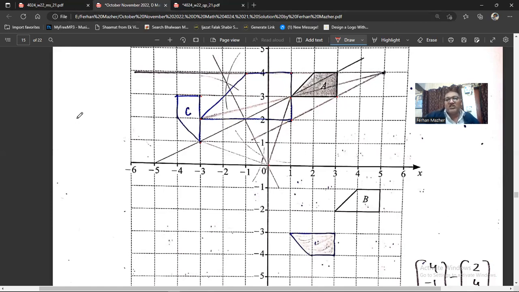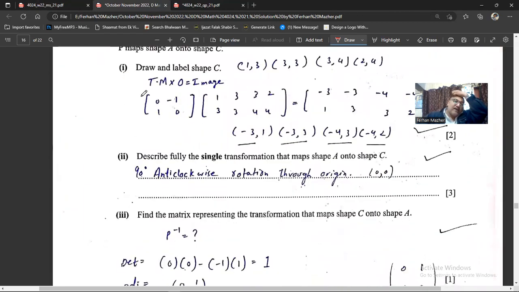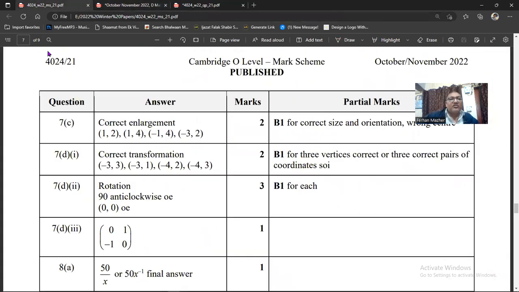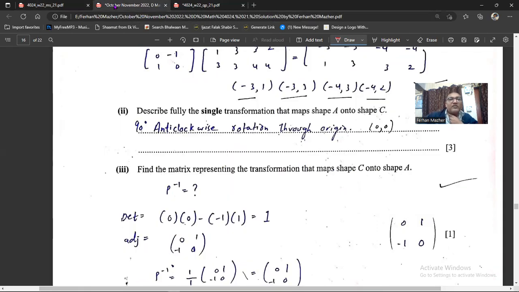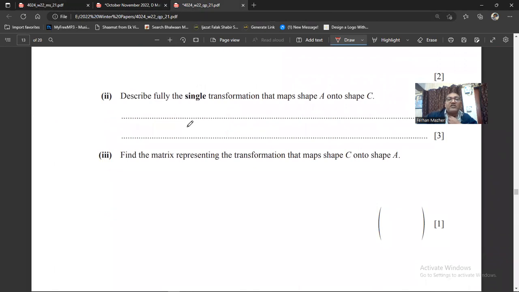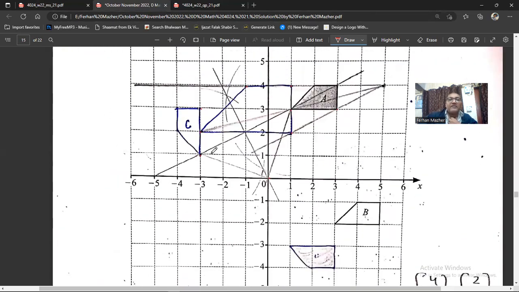So this is a rotation of 90-degree anti-clockwise about the origin. Let me show you. This is a 90-degree anti-clockwise rotation through the origin, and it's a 3 marks question, you see. Then they ask us to find the matrix representing the transformation that maps the shape C onto the shape A.